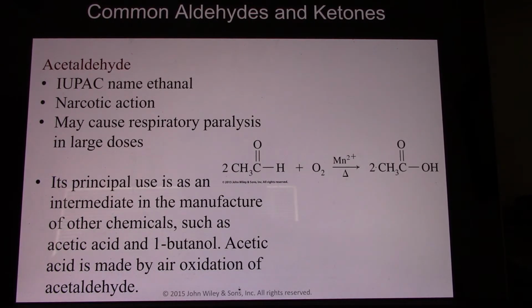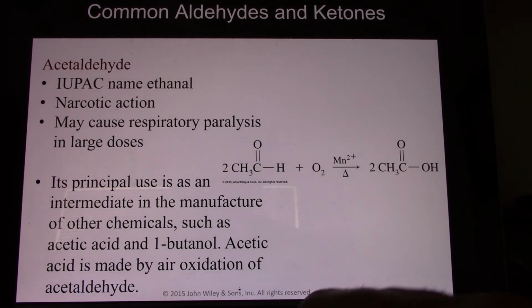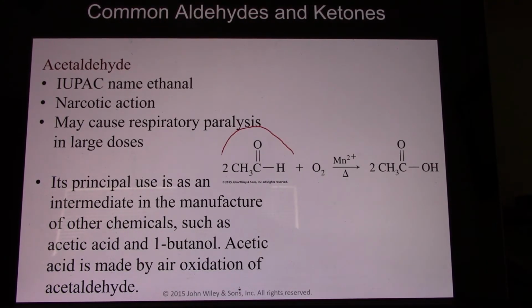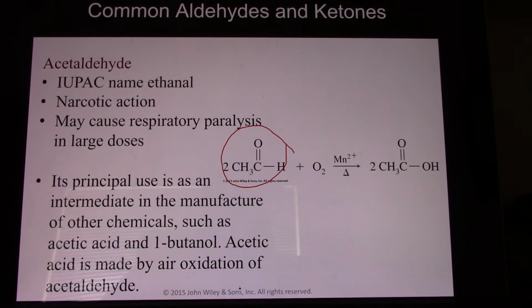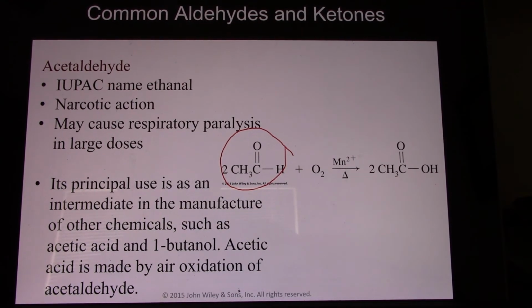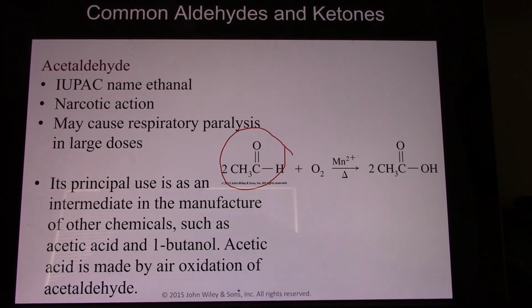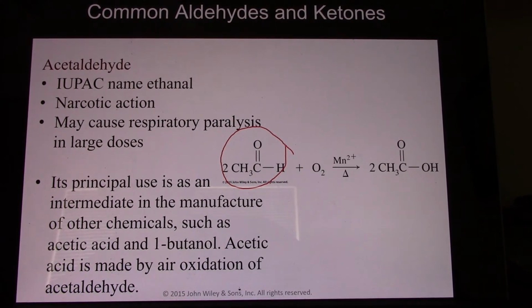Acetaldehyde, the IUPAC name is ethanal. It has some narcotic action, which is why a person can overdose on alcohol, and it can cause respiratory paralysis in large doses. And so when somebody drinks alcohol, it gets oxidized first to ethanal, and this has a lot of toxic symptoms on the body, which is why too much ethanol can kill a person. Its principal use is as an intermediate in making other chemicals, such as acetic acid or 1-butanol.